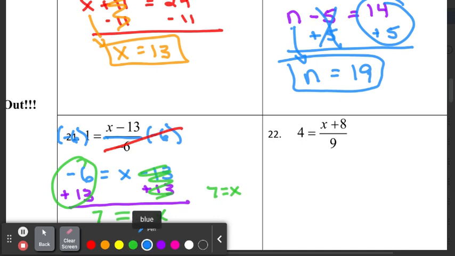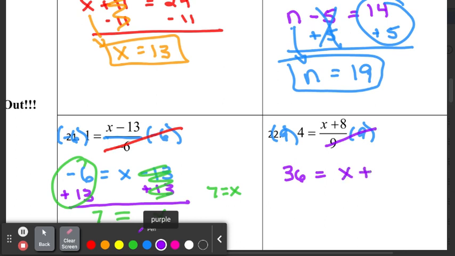Last problem, 4 equals x plus 8 divided by 9. So I'm going to multiply by 9 on each side. So now we have 9 times 4 is 36. And let's see, these 9's cancel out. So we're going to bring down what we have left, x plus 8. And then to get the x by itself, I want to move this 8 over.